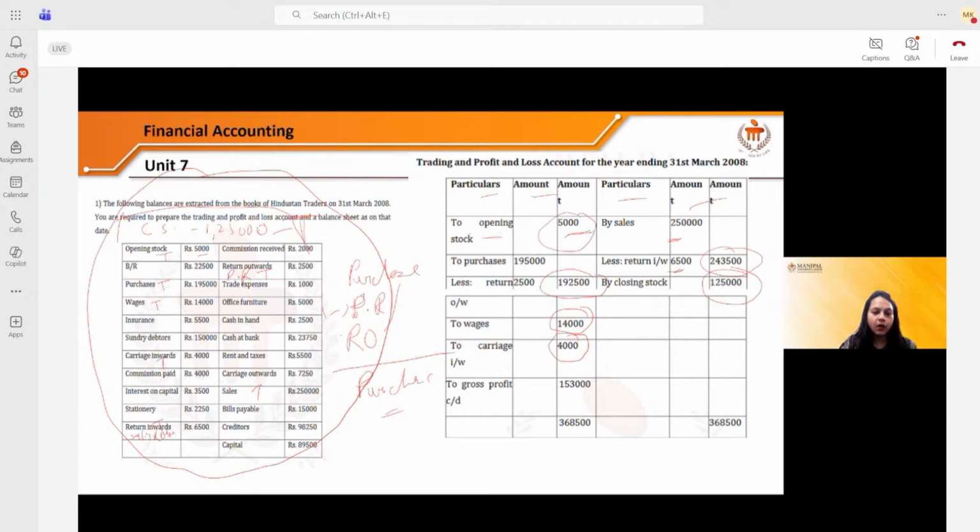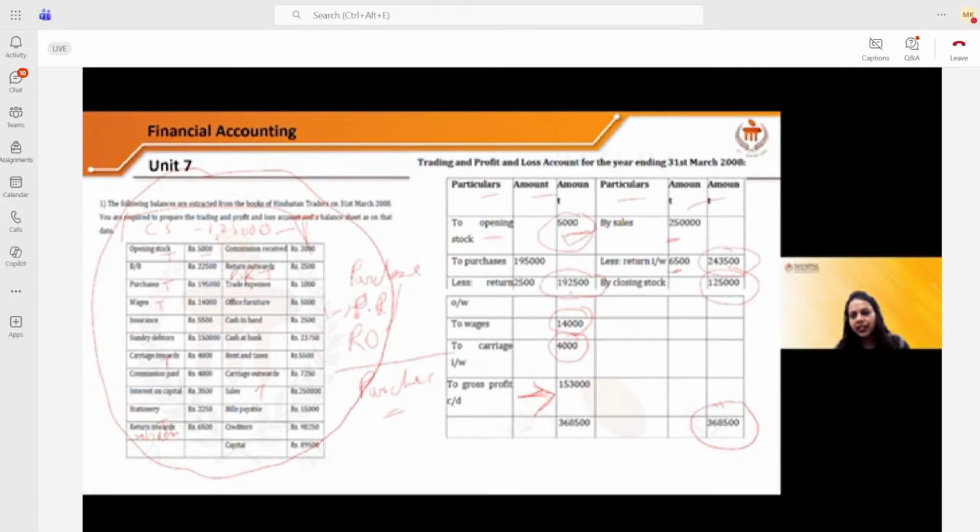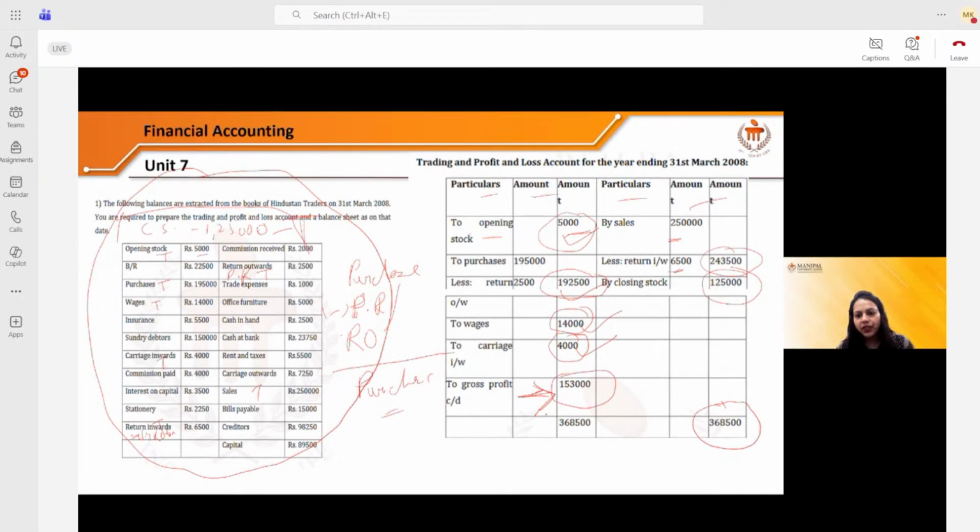With the help of the trading account, you calculate gross profit or gross loss. If the credit side total is more than the debit side, then there is gross profit. Look at this, this side total is more, 3,68,500. Now you will have to deduct 5,000, 1,92,500, 14,000 and 4,000 from 3,68,500. Then you will get the gross profit. So your gross profit will be 1,53,000 and your totals become equal from both sides.